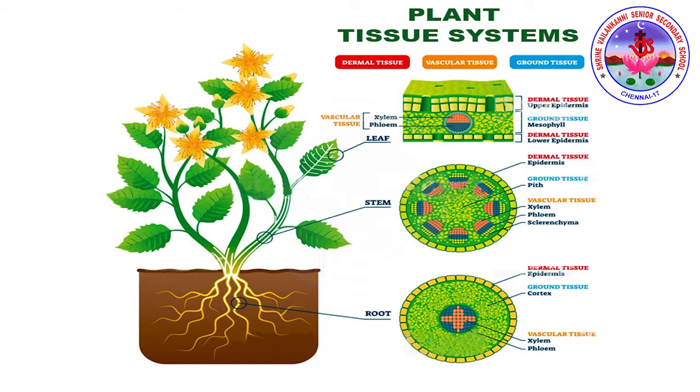In this diagrammatic slide, you can study about the plant tissue system. So here it is categorized into three types, that is dermal tissue, vascular tissue and ground tissue. It is clearly given in this diagram, so have a look. Pause the video and have a look.